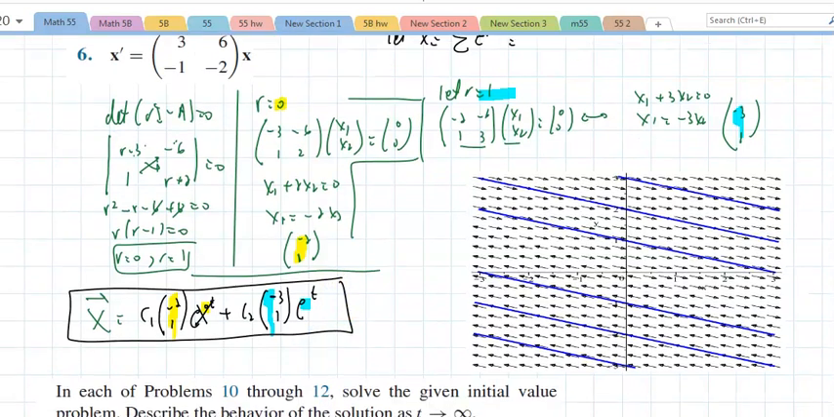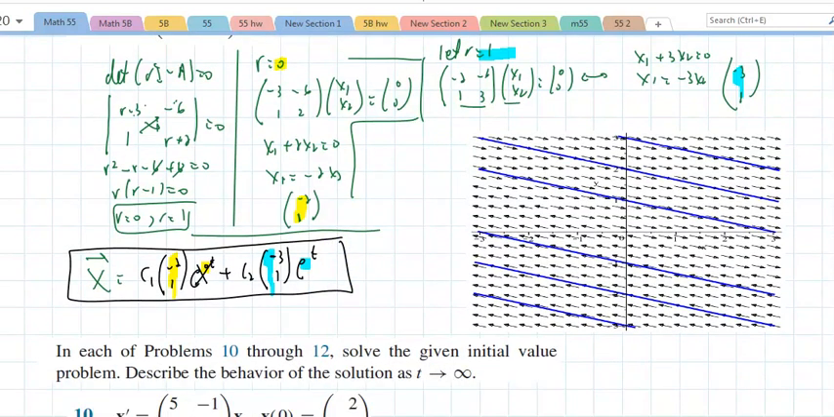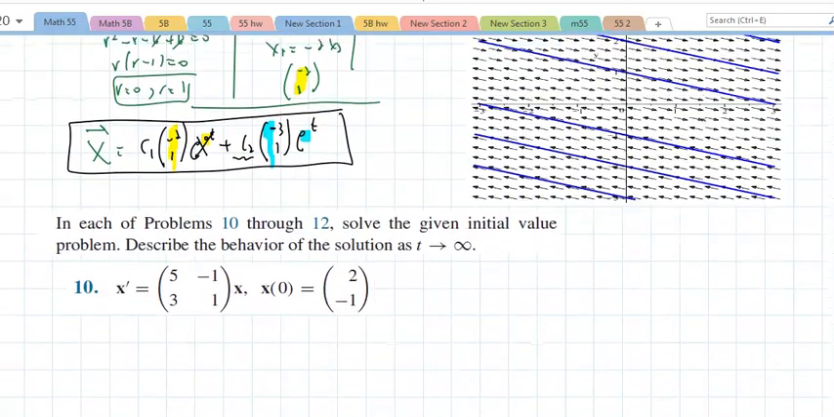And I graphed that for you, and that's what it looks like. It depends on where you start. Whether that's positive or negative, it might reflect, but you see that this is kind of running left and right. And we have one more.